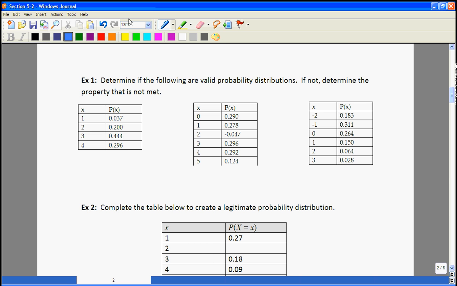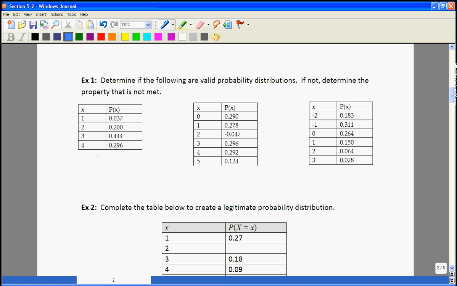Usually checking if they're between 0 and 1 is the first thing I check because it's easy and it's pretty obvious. So looking at this first distribution here, I have 4 possible values that the random variable x could take on, and each probability looks okay. It's positive, nothing's bigger than 1, so that property has been met. Well, let's make sure that they all sum to 1. So we're going to add up 0.037, 0.2, 0.444, and 0.296.